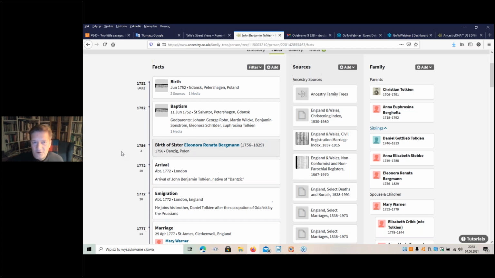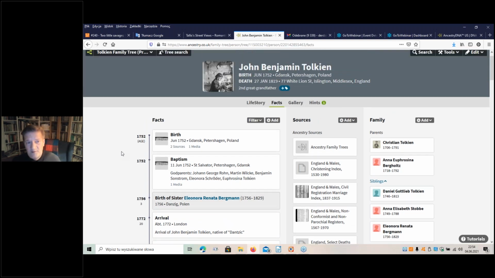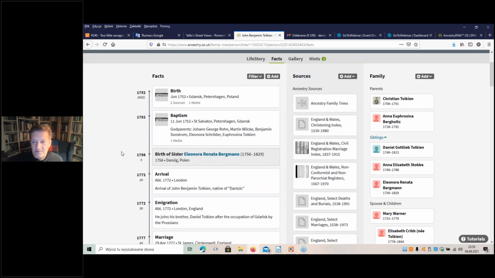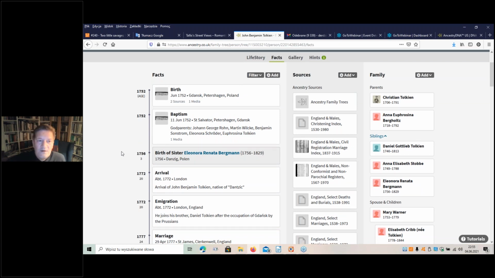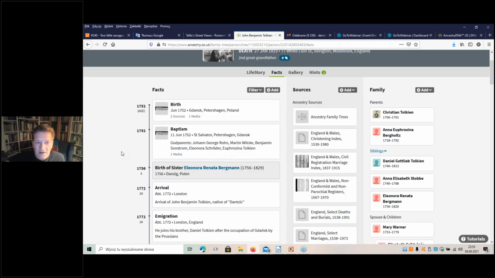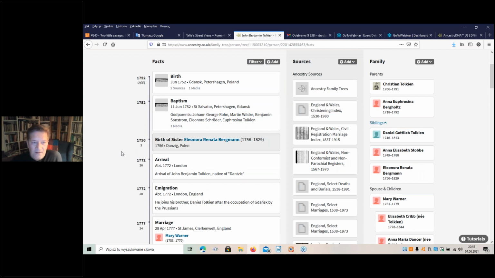And John Benjamin Tolkien, our professor's great-great-grandfather, never had the citizenship of England. Only his children born in England became English. He died as a foreigner. This can also be known from the English documents from that time. So our John Benjamin Tolkien, the professor's great-great-grandfather, arrived in London about 1772.